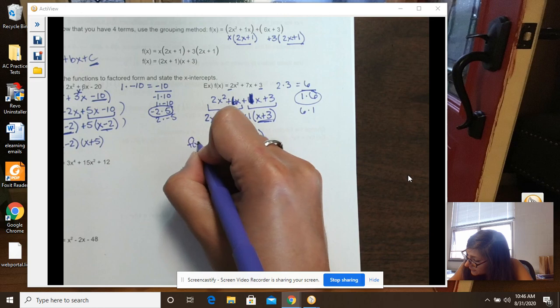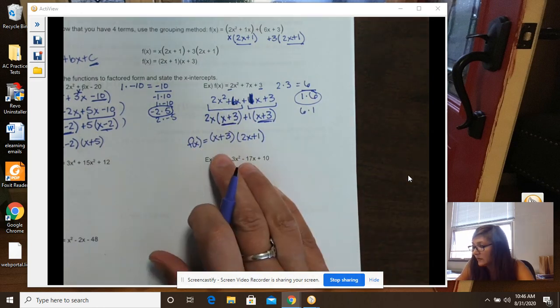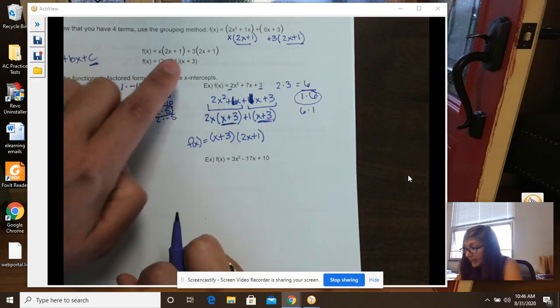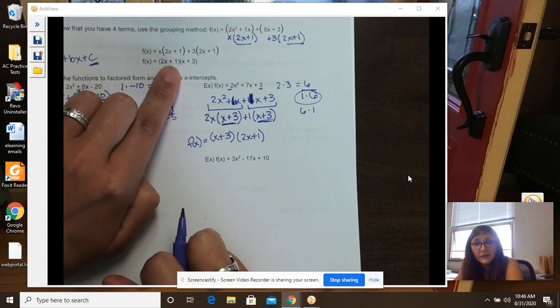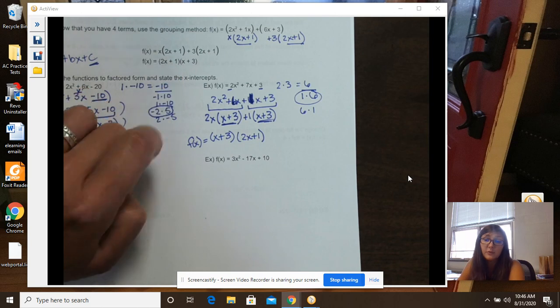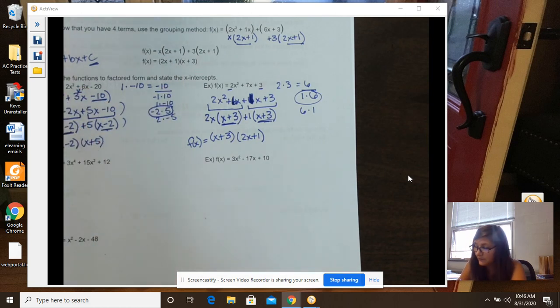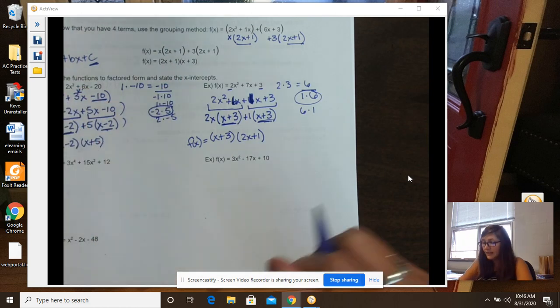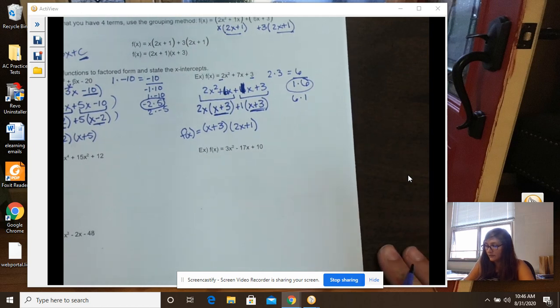So my factored form for this function would be x plus 3 times 2x plus 1. I have the same factors from my original problem, just in a different order. Okay, if we were to distribute back, we would get exactly the same thing. So same idea here.